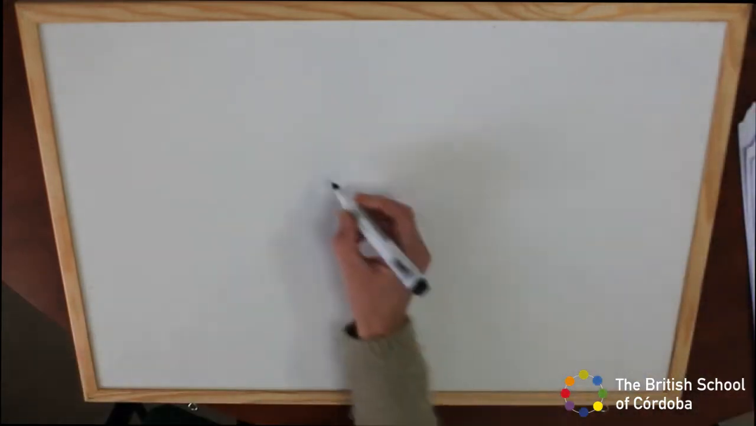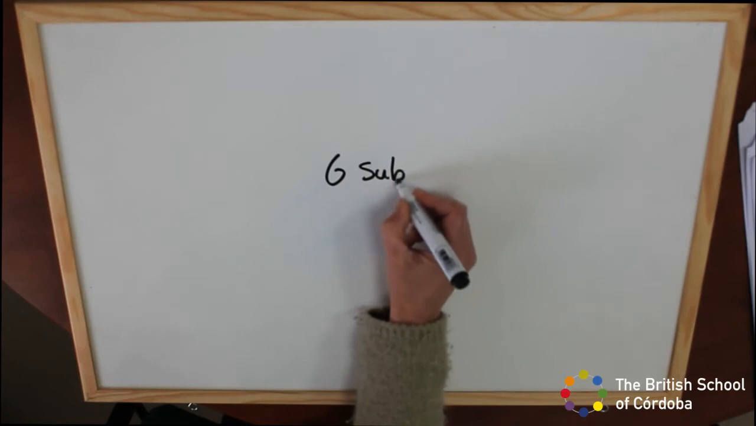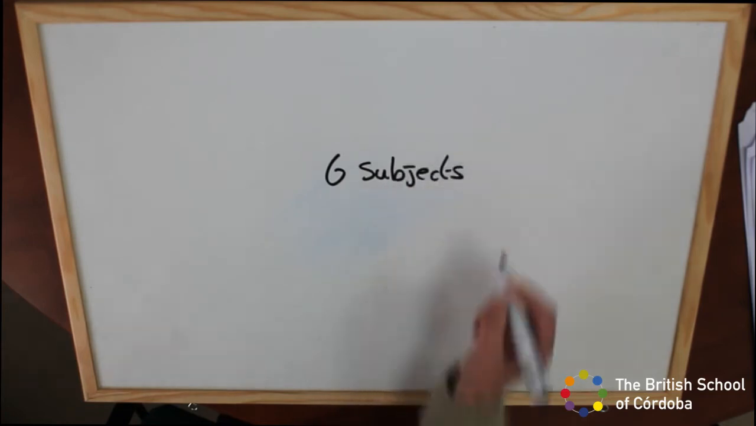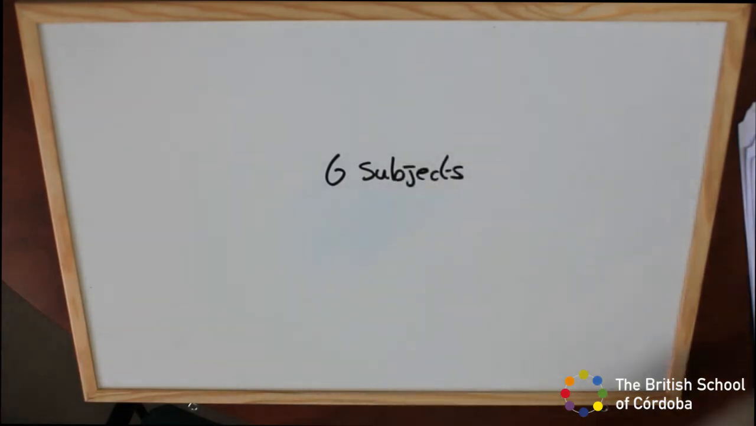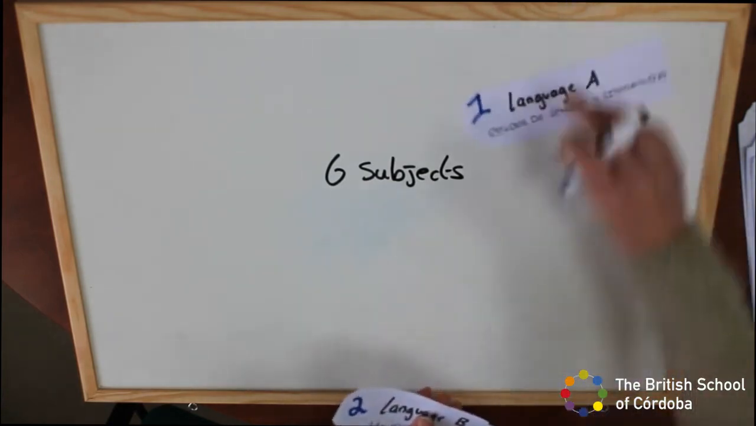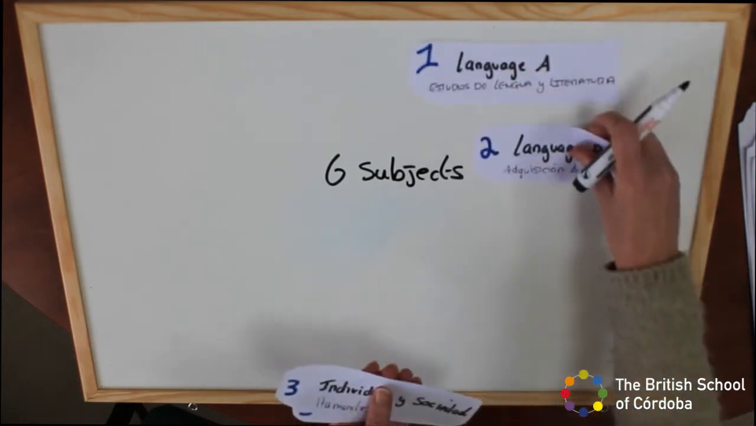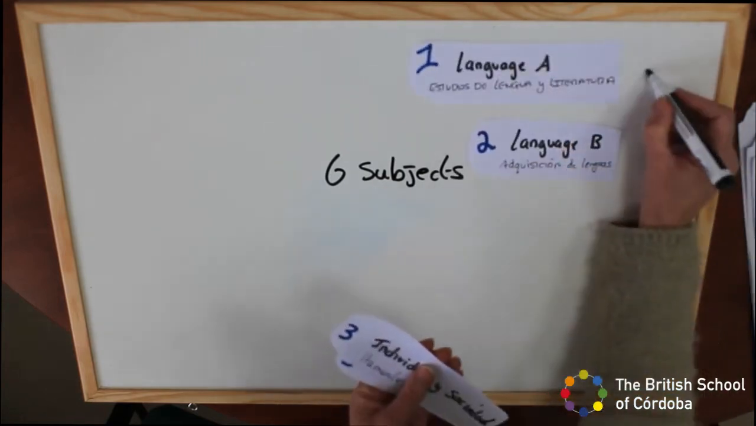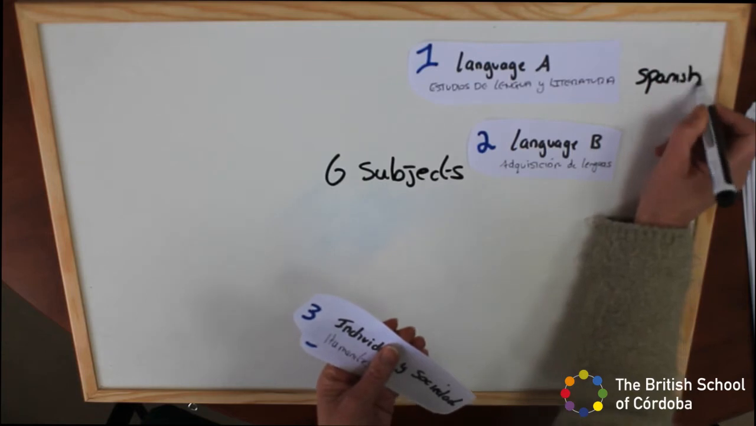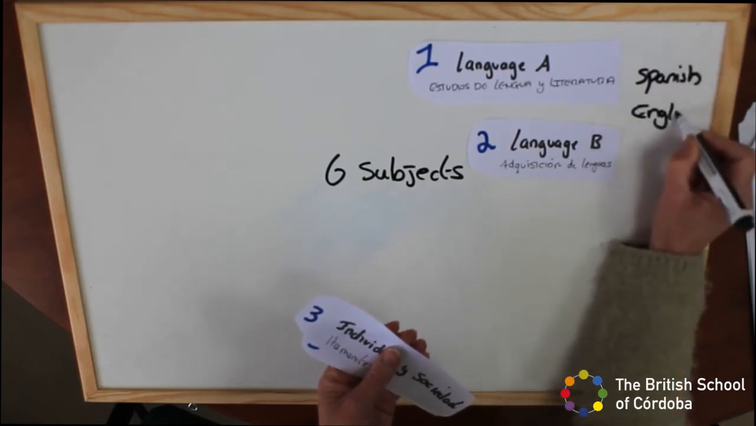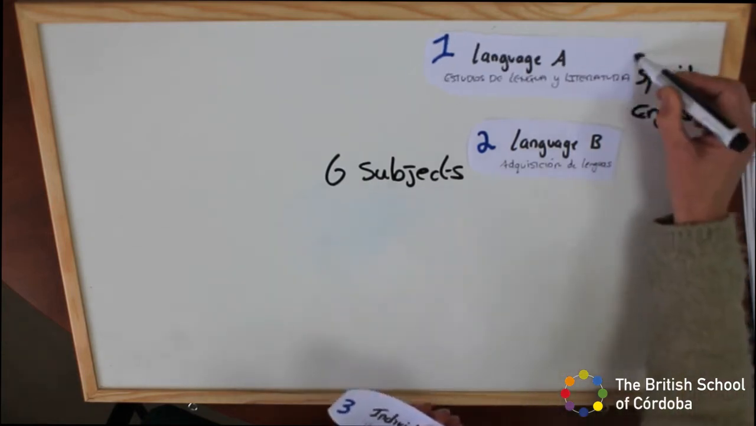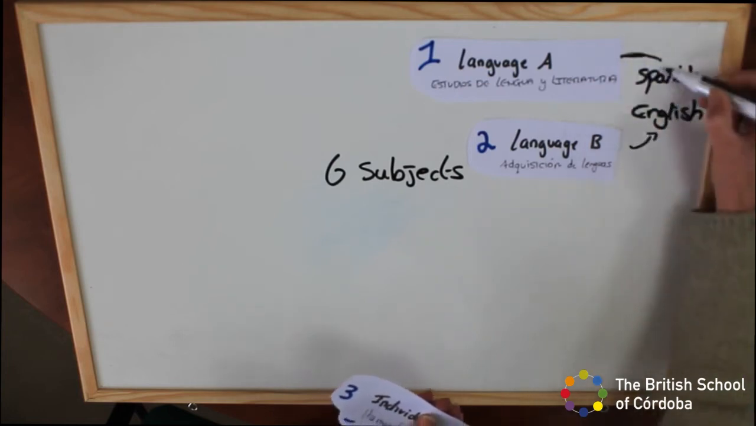The IB Diploma requires students to study 6 subjects from different option groups. Pupils can choose to study these at either a standard level or a high level. Group 1 and 2 are languages. Group 1 is normally the student's home language, and for the majority of our students this will be taught in Spanish, but it can also be offered in English.